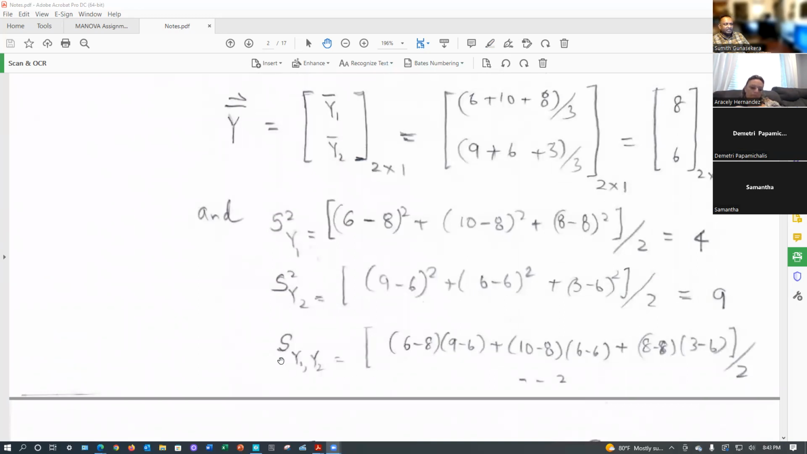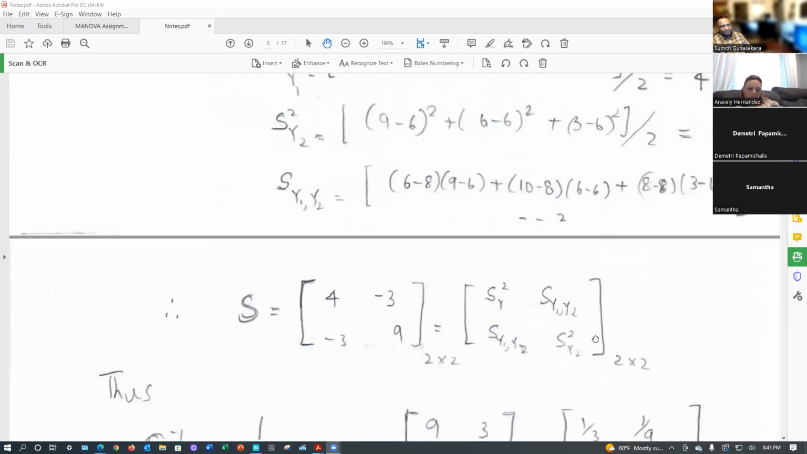Now you get the covariance between those two. There's a covariance, how they were correlated. Simply you get 6 minus 8 times 9 minus 6, plus 10 minus 8 times 6 minus 6, plus 8 minus 8 times 3 minus 6, divided by n minus 1, again you get 2. That's how you're going to build up the covariance variance matrix.